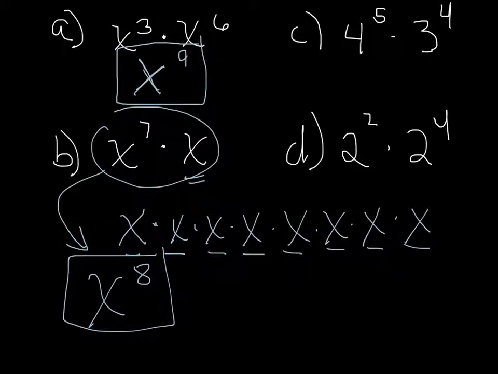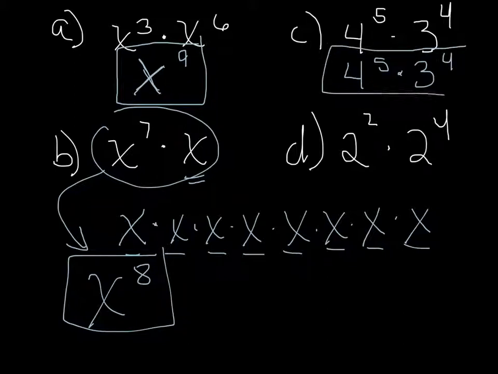Okay, let's move on to C. So again, we need to remember we can use the product rule only if the bases are the same. Are the bases the same on C? Well, the answer is no, the bases are not the same, so we're stuck. We can't do this one. In fact, the answer to C is just what's written there. There is no way to condense them. So that one was a little tricky. But that's actually our answer.